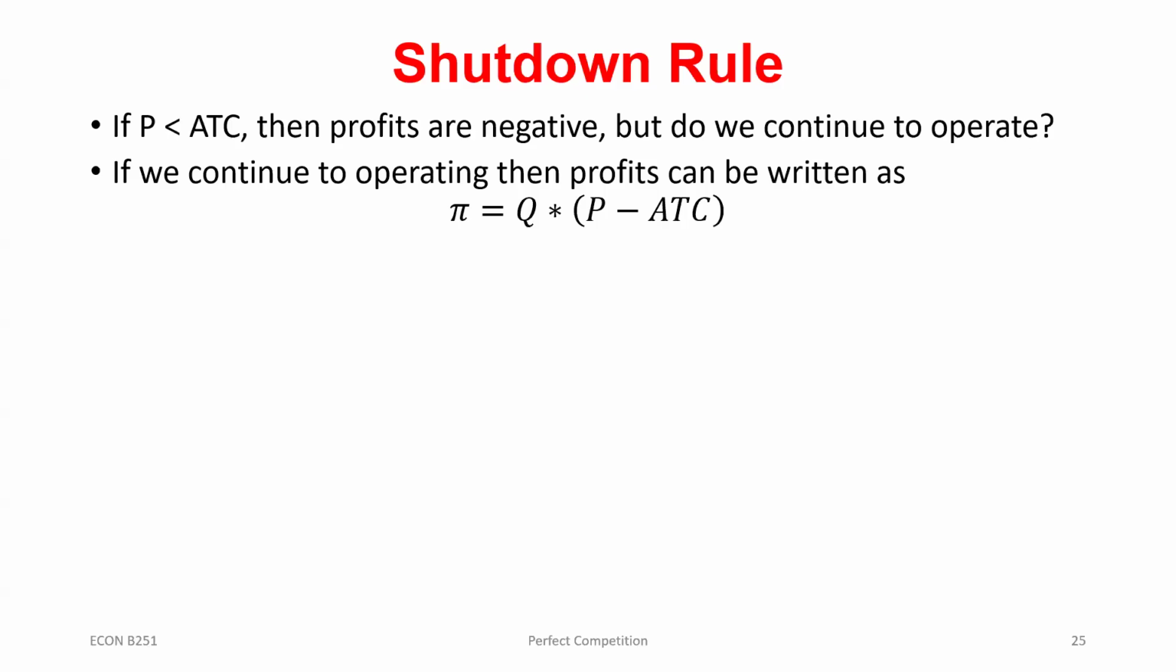So our shutdown rule: if profits are negative, I should continue to stay open and operate only if price is above average variable cost. If the price is ever below my average variable cost, I'm actually better off shutting down. So this is our shutdown decision. Any questions on this before we keep moving here?